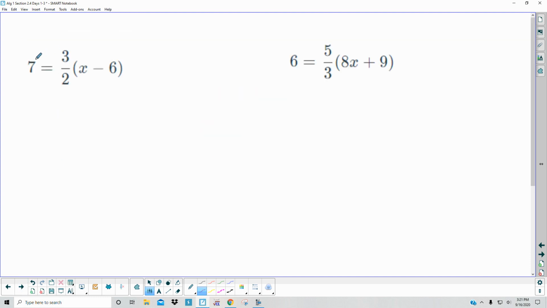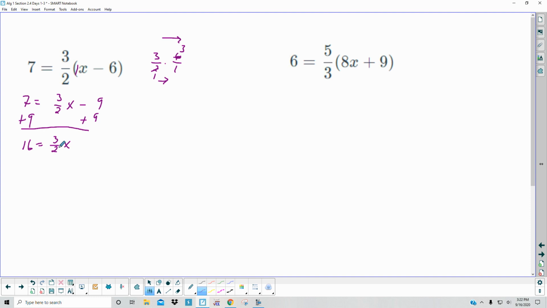Let's try this one. So I have 7 equals 3/2 times 1x. There's a 1 there. So I have a 3/2 x minus, and then 6 times 3/2. So I'm just going to stand here and do it. I'm not actually standing, I'm sitting. It's a 6. 2 goes into itself once, and the 6 3 times. And then you just multiply straight across. 3 times 3 is 9. 9 over 1 is just 9. Then add the 9 to both sides. And you have 16 is equal to 3/2 x.